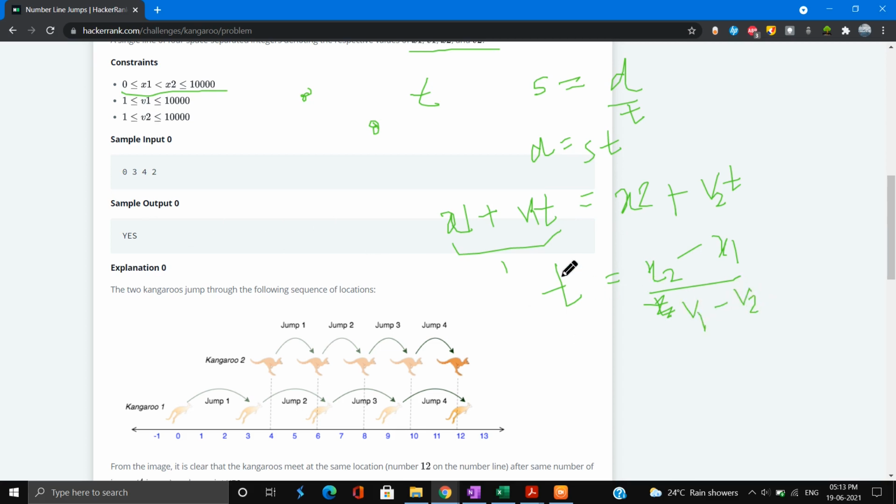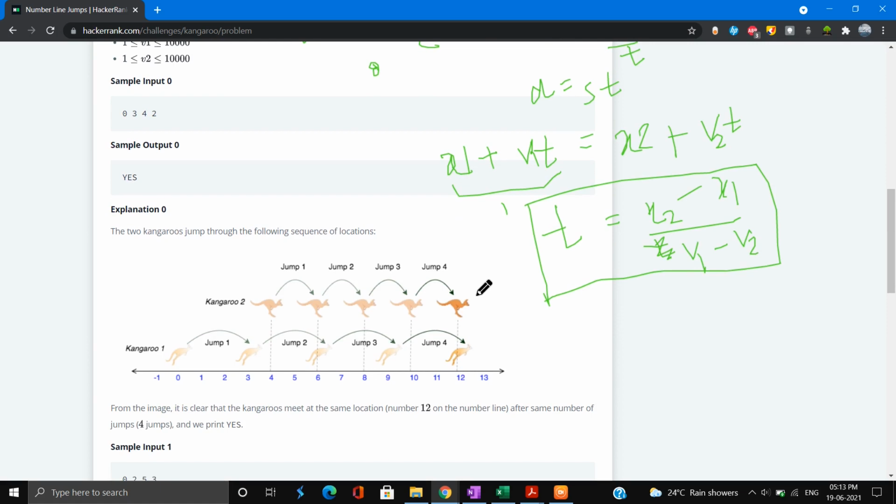So this is the value of time that we will get. When can we say that the kangaroos will definitely meet at a given location after some time? If this time comes out to be an integer or zero, then only we can say that the kangaroos will meet at a given location.